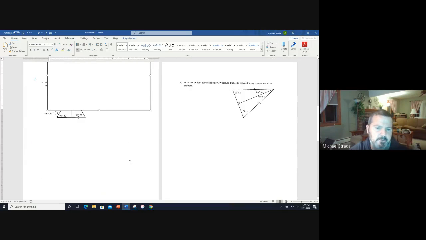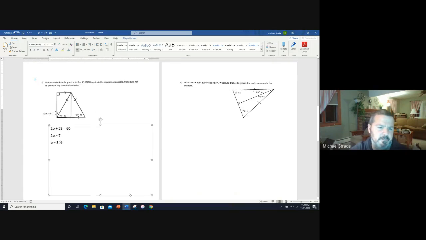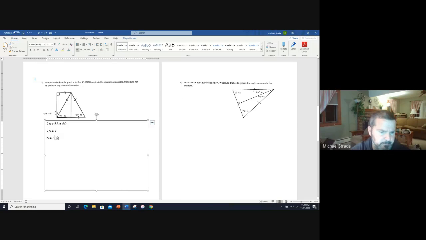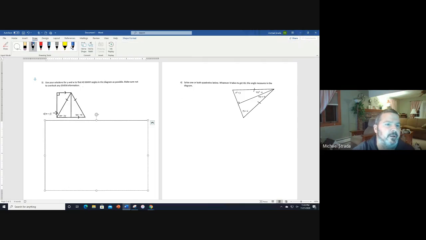Now I'm going to come down here, work on the next one. And notice it says any given information. So you've got to be able to look at a diagram and realize that they're giving you parallel lines.